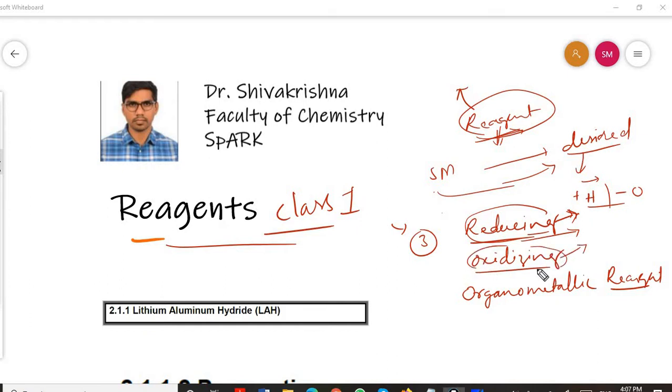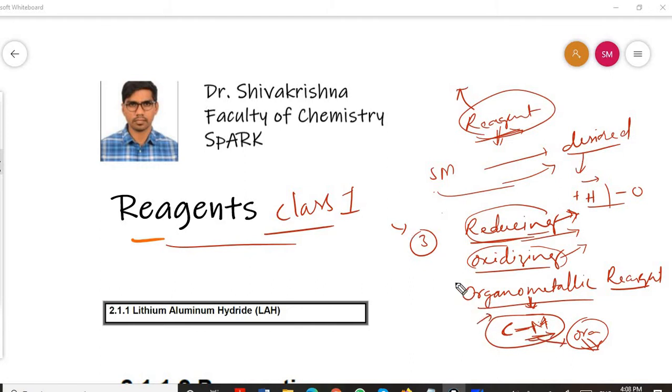Organometallic reagents can also act as reducing as well as oxidizing agents, but they are made up of organometallic compounds where carbon-metal bonds are present. Those compounds are called organometallic compounds. So the reagents in which a carbon-metal bond exists are called organometallic reagents.